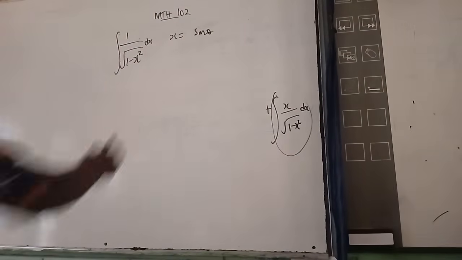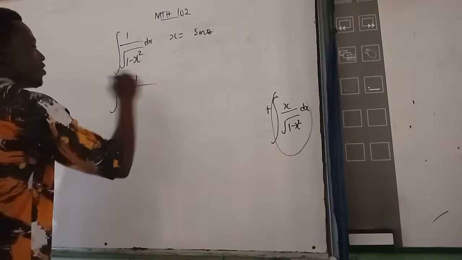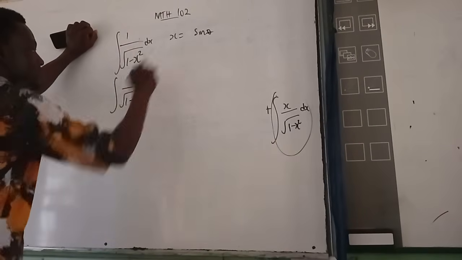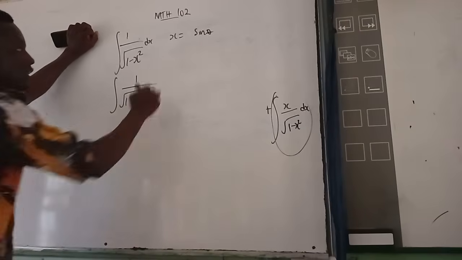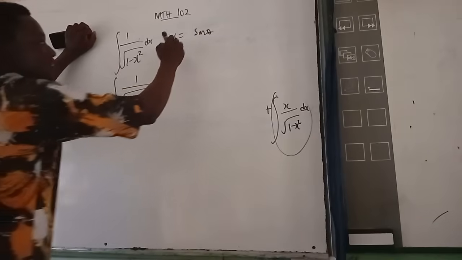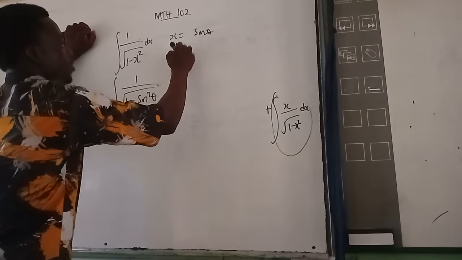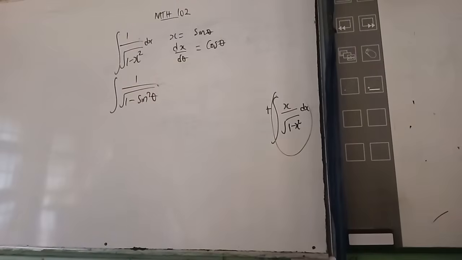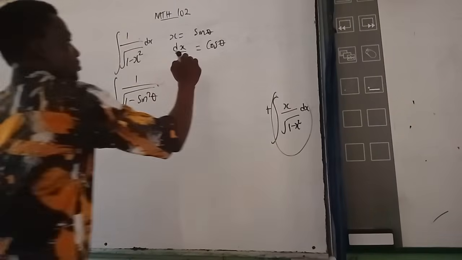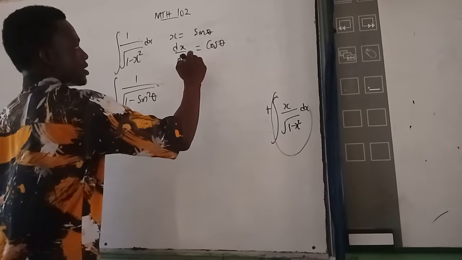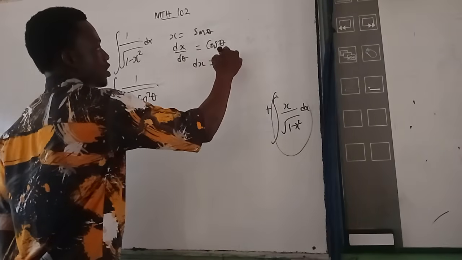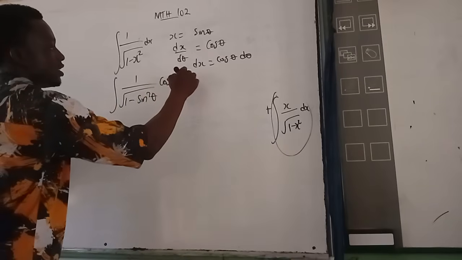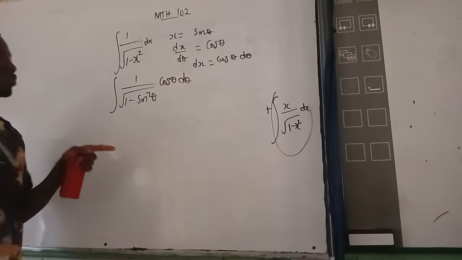So now, here we have the integral of 1 over root 1 minus sine square theta. Now, if x equals sine theta, then let's find dx over d theta. dx over d theta will give us cos theta. So that means, making dx the subject of the formula, dx will give us cos theta d theta. So instead of dx here, let's put cos theta d theta. So we've done the substitution.